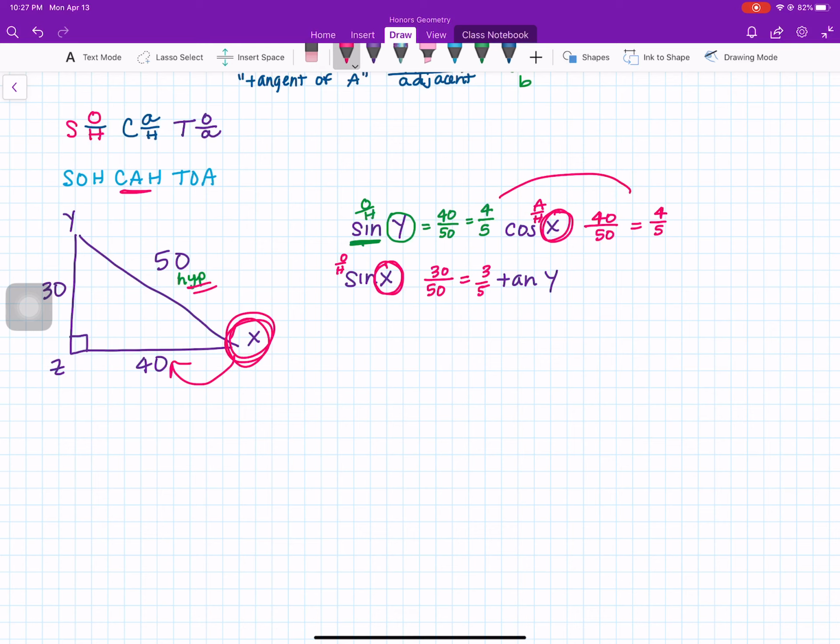You'll notice that these two fractions are the same. It's going to happen a lot, especially if you're finding multiple trig ratios in the same triangle. There's only a limited number of angles and sides and numbers you can actually use.